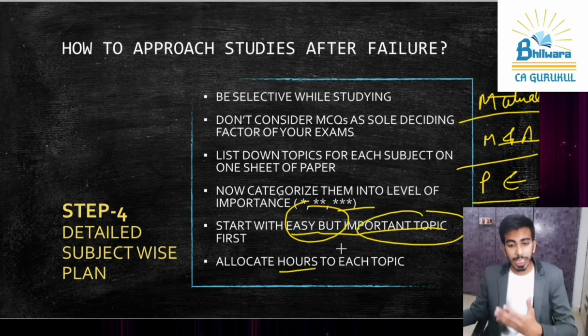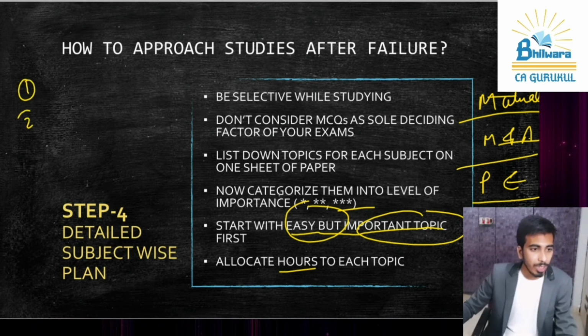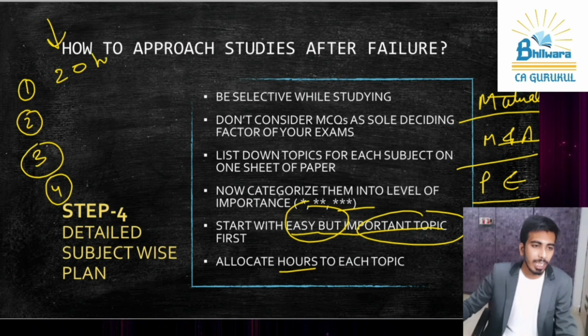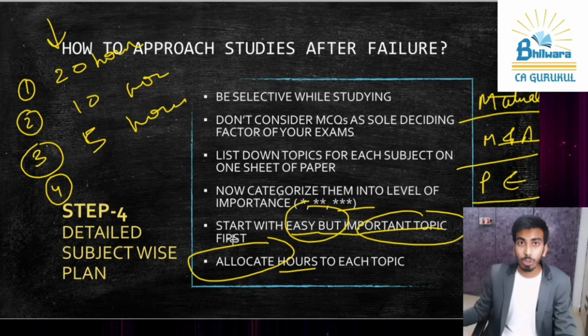Now you have to allocate hours to each topic. So you have made the list of topics like topic number 1, topic number 2, topic number 3. On basis of your weakness and strength, you have categorized the topics that in this order I will be studying. Now you should see, like I will be needing 20 hours for this, 10 hours for this topic, 5 hours for this topic. That way you have to give a basic allocation to every topic.